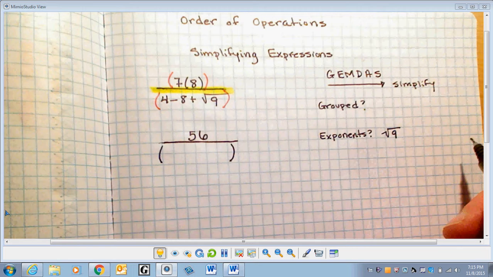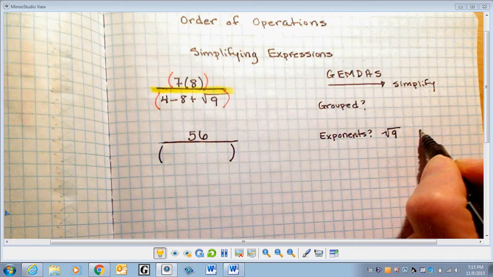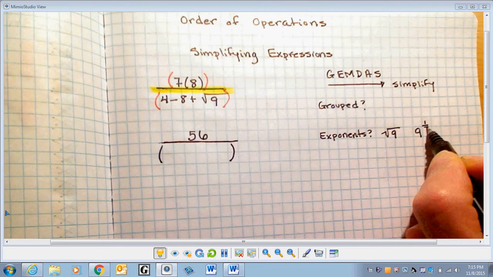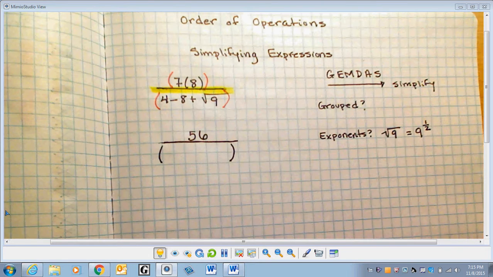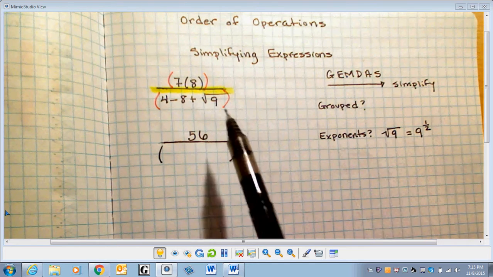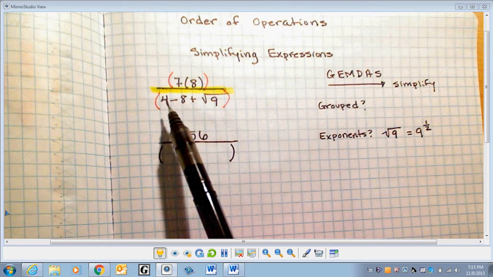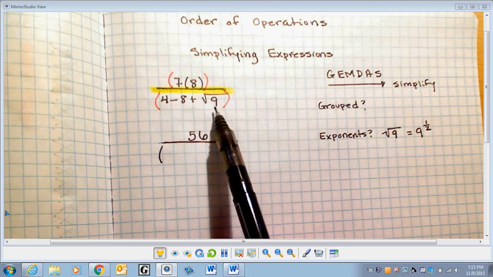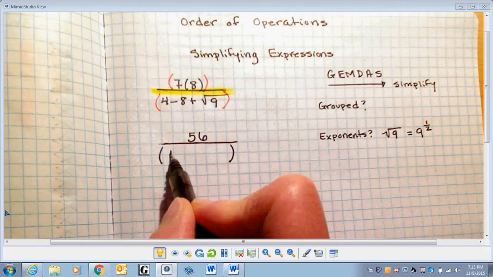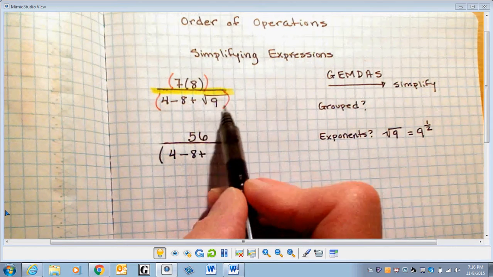I know that I'm jumping ahead, but in Algebra 2, you will see that the square root of 9 can be written as 9 to the 1/2 power. Those are two different ways of saying the same thing. So the square root of 9 is an exponent, which means I have to do this first. I'm not going to write it first. I'm going to copy everything in order until I get to that, and then I will take the square root of 9. So the first thing I see is 4, then a minus 8, and then a plus the square root of 9.